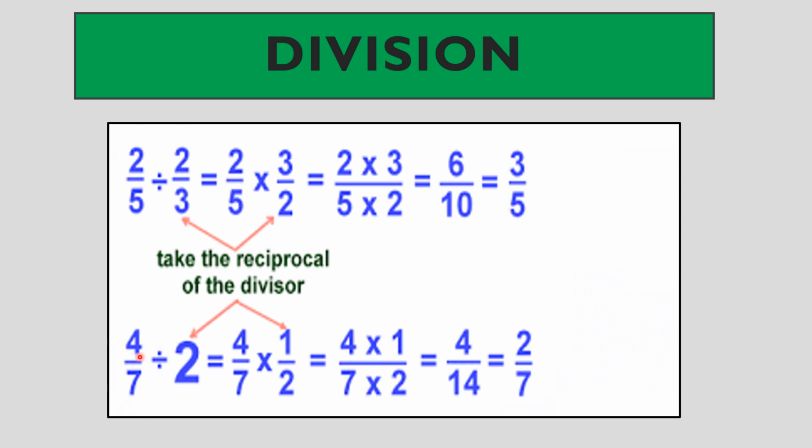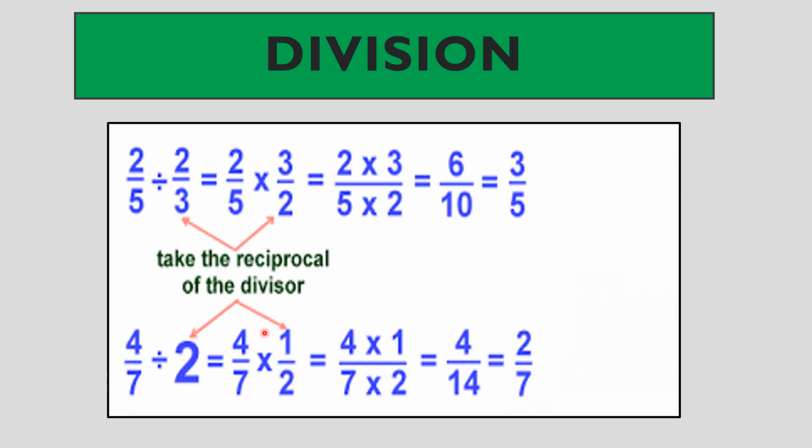Now the next example is 4 by 7 divided by 2. Now you remember children, 2 means 2 by 1 because any number divided by 1 is the same number. So if a whole number is given, change it to 2 by 1. Now you change this division to multiplication and the reciprocal of 2 by 1 is 1 by 2. So 4 by 7 into 1 by 2.